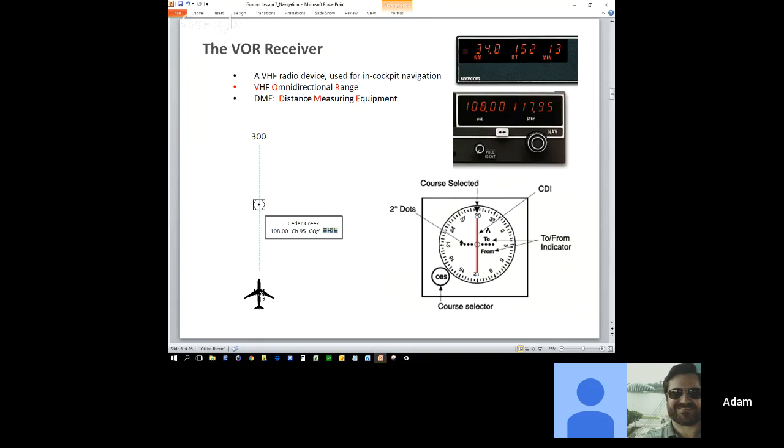My airplane, like I said before, I am interested in flying on this 300 radial from the VOR station. So I've got 300 selected up here on my gauge, which I selected with my OBS course selector. And if I am on that radial, meaning my airplane is right on the 300 line, then the gauge is going to indicate as such. The CDI is going to be dead nuts in the middle of the gauge.